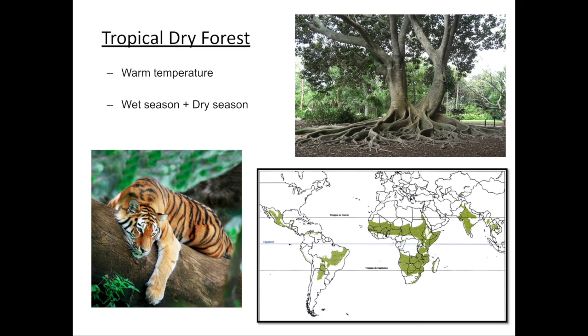Tropical dry forest. Here we have warm temperatures and then a wet season followed by a dry season. So much of Thailand would be like this. And so the characteristic plants and trees that we have in our area reflect this tropical dry forest. We have trees that can thrive through the rains and then can survive through those dry parts of the year as well.